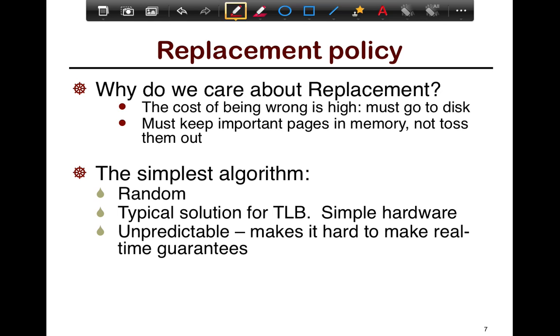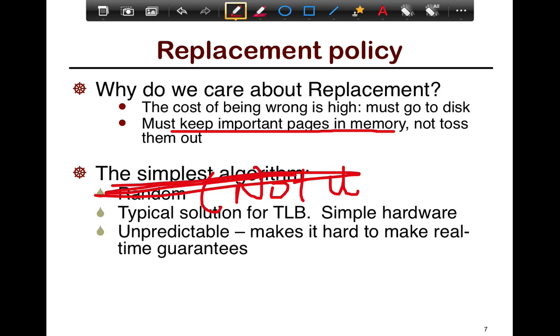So the reason we care about replacement is that the cost of being wrong is really high. If you go to disk even 1 in 400,000 times, you're already seeing a 10% slowdown. So the goal is to keep important pages in memory. The goal is not to figure out the least important page, but to figure out what the most important pages are and make sure you keep them in memory. The simplest algorithm would obviously be random, which is normally what's used for hardware caches. But this is really unpredictable and makes it hard to provide real-time guarantees, which means operating systems do not use it. So random is not used in operating systems.